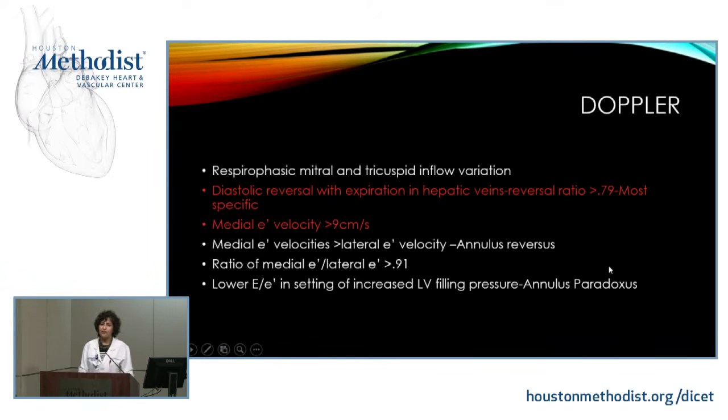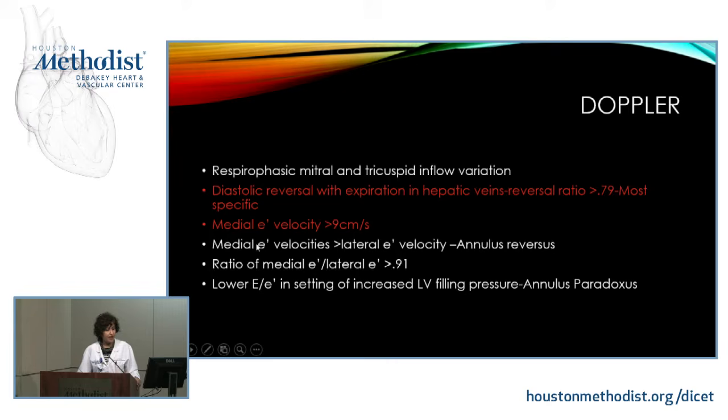And there are a couple of terms, annulus reversus and annulus paradoxus. So let's see what it means. Now, typically, you're going to have medial tissue velocity at the mitral annulus in constrictive pericarditis better preserved than the lateral free wall, which is tethered. So you're going to have an E prime of greater than 9 centimeters per second. It is considered very specific.